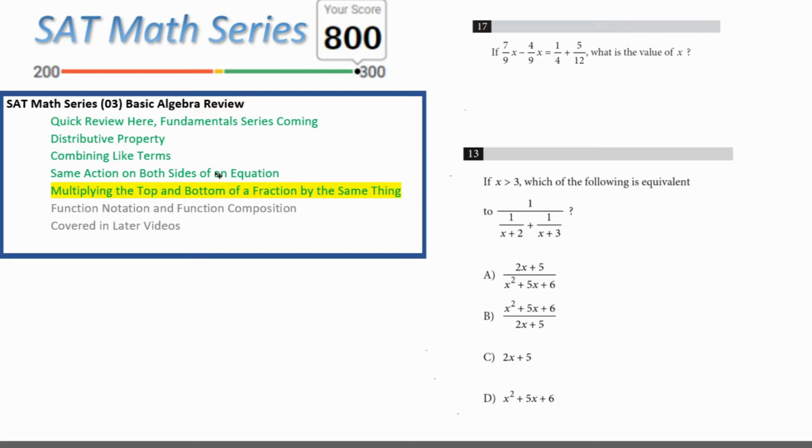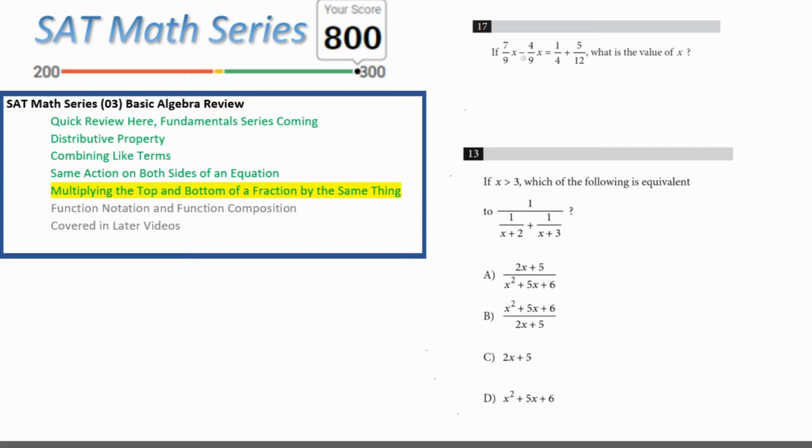Let's now have a look at another manipulation you're able to make, and that is you can multiply the top and bottom of a fraction by the same thing. In this case here, we have a problem that reads if 7/9 x minus 4/9 x is equal to 1/4 plus 5 over 12, what is the value of x?